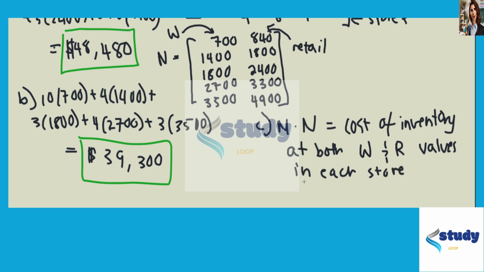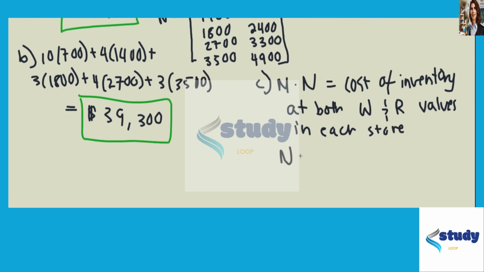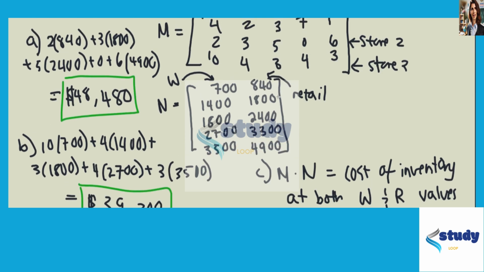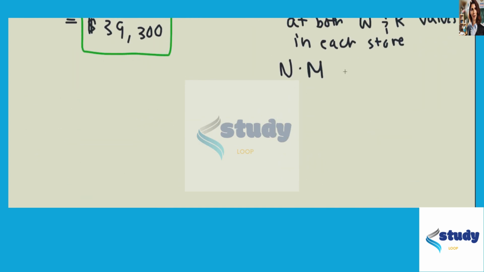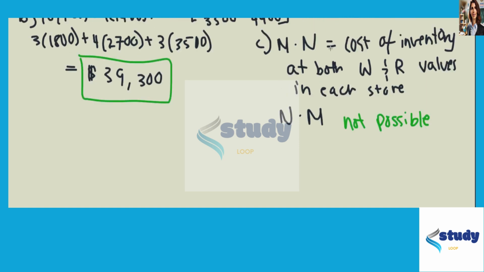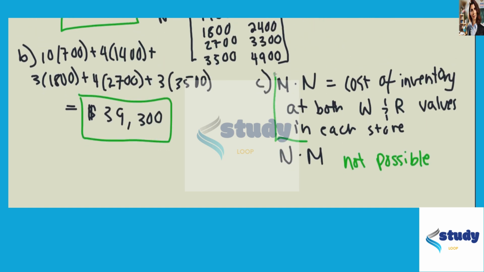When we look at N times M, the number of columns in N is 2, and the number of rows in M is 3. Since they're not equal to each other, we can't multiply these. So this is actually not possible, but M times N is possible.